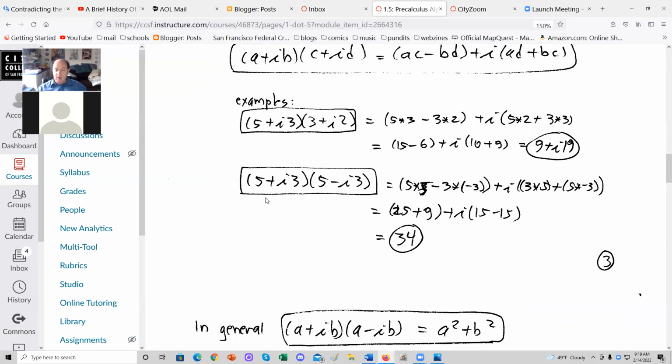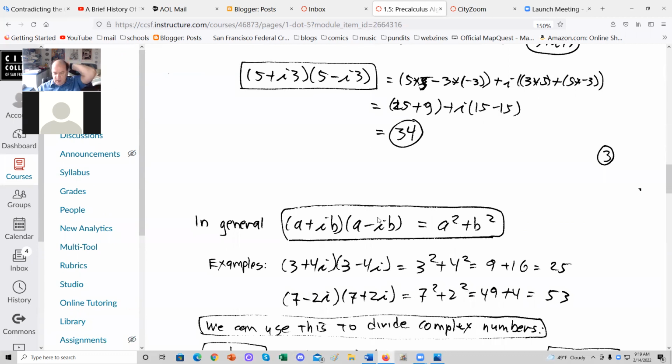Minus i times 3 times 5 goes here. So it'll be 25 plus 9, the real part, plus i times 15 minus 15. These cancel out, so all you get is a purely real number, 34. In general, if you have a plus ib times a minus ib, the iab and the minus iab cancel out. ib times minus ib, minus negative is plus. So you get a squared plus b squared.